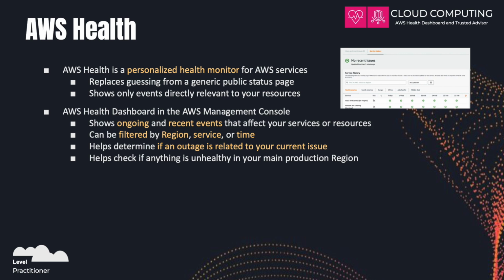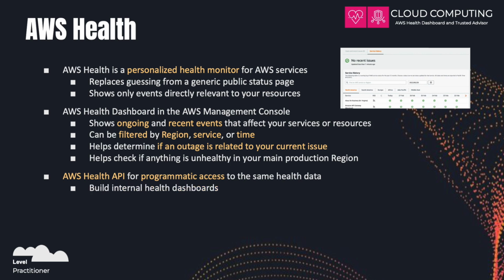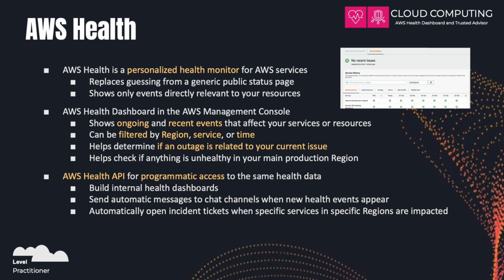The other method of using it is via the API. The AWS Health API gives you the same information in a format that your tools or scripts can use to build an internal health dashboard, or send automatic messages to a chat channel when a new health event appears, or automatically open an incident ticket for you when a specific service in a specific region is impacted. The key idea is, within these two methods, you get enough information to decide what to do whenever there is an outage or any disruption affecting your services.